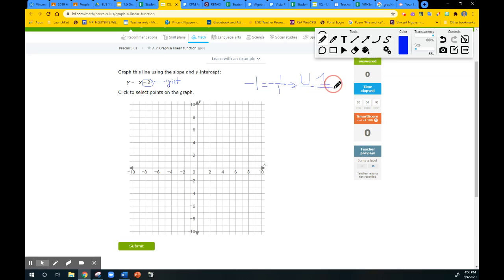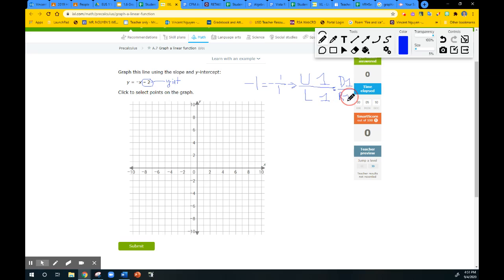Now the negative, how does the negative factor into this? The negative tells you which way, left or right, to go. If it's negative, you're going to go left 1. Okay, so if it's a negative slope, you go up and left. Now, could I go down and to the right? Absolutely. You can turn completely around and do the complete opposite of this, and it will still be the same line. So you can do down 1 if you want to, and to the right 1.